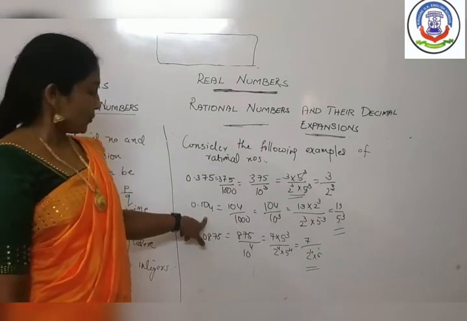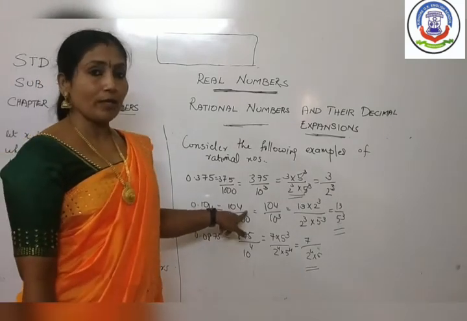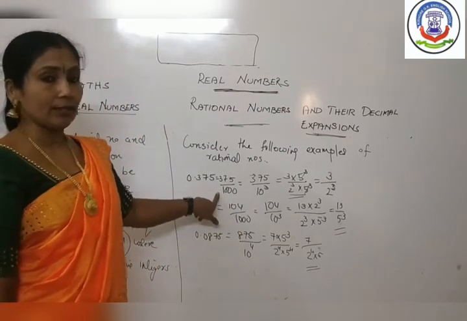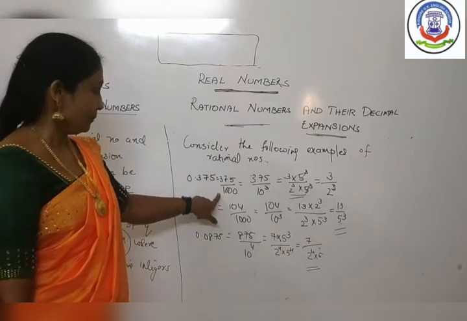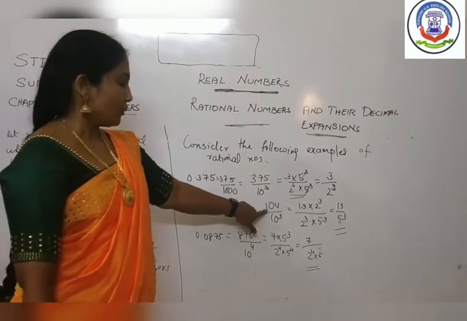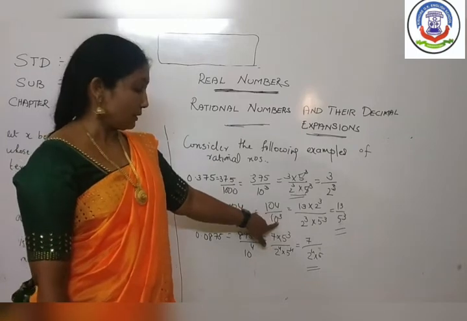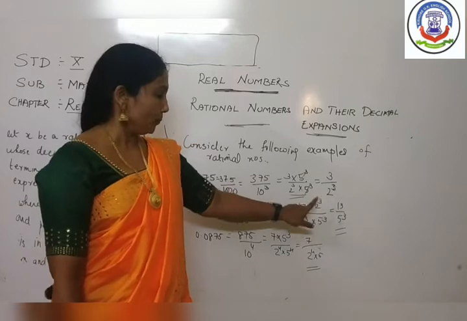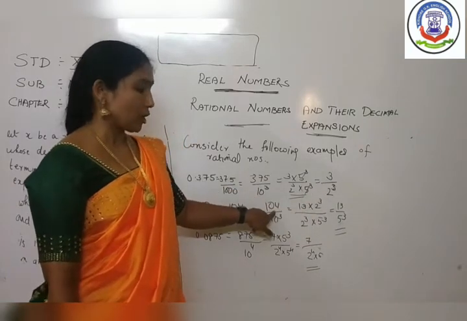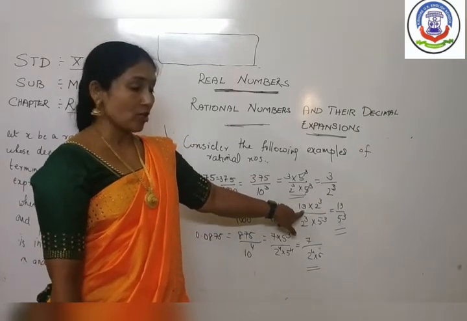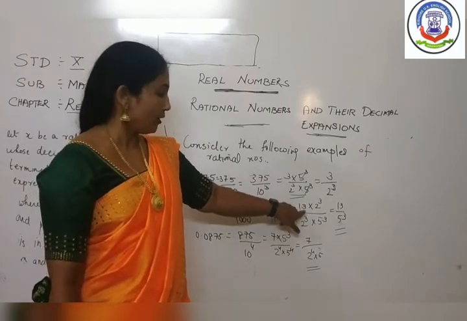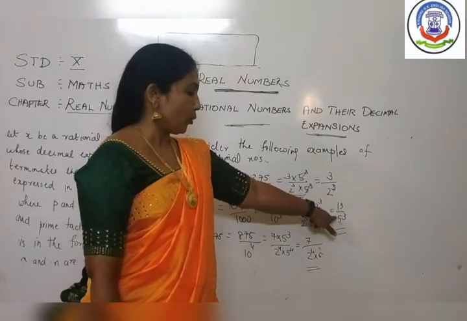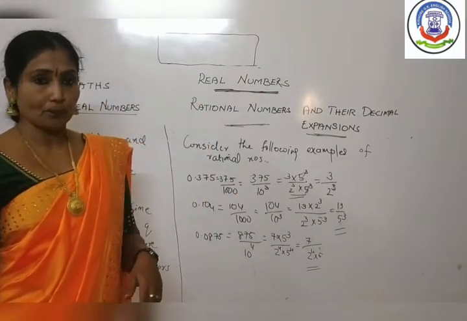Second example, 0.104. Again, you know how to convert the decimal expansion into a rational number. Dividing by 1000, it will be 104 by 1000. 1000 we can write as 10 cube, and 10 cube is 2 cube into 5 cube. And the numerator, 104, we can split by prime factorization as 13 into 2 cube. The 2 cube and 2 cube will be cancelled. You are going to get 13 upon 5 cube.